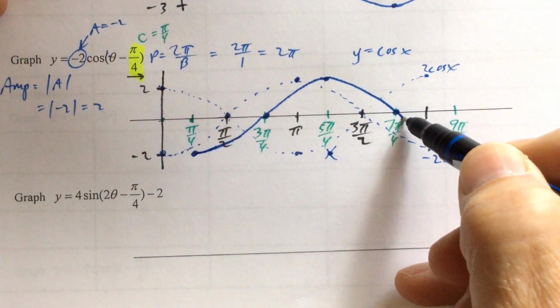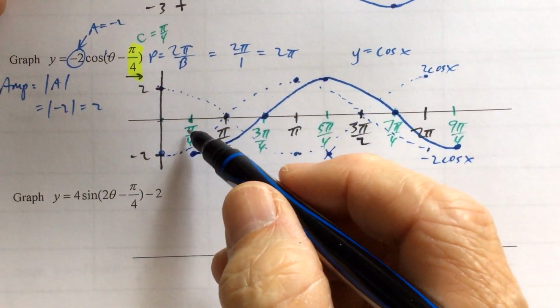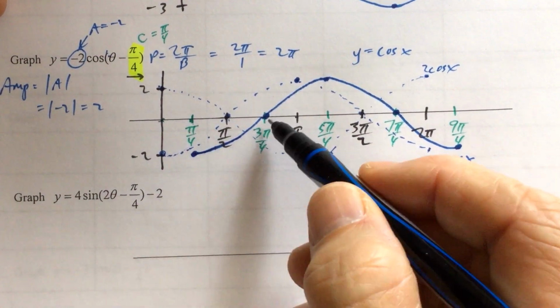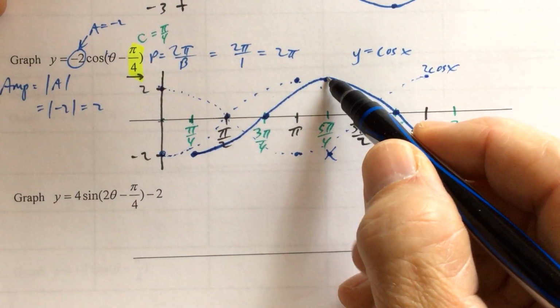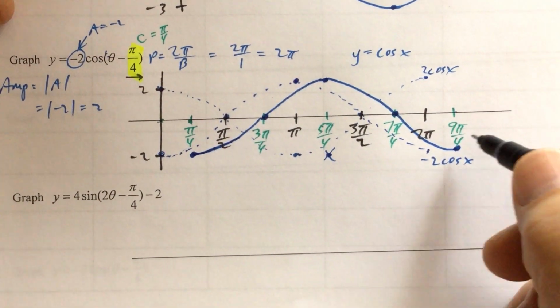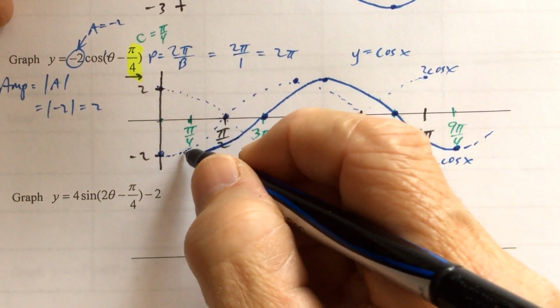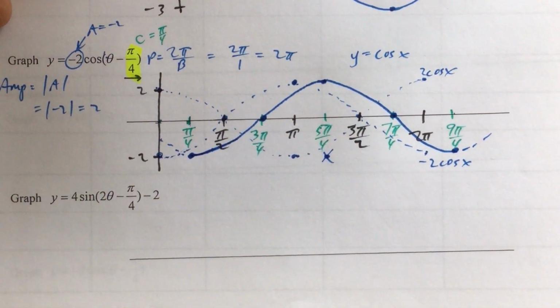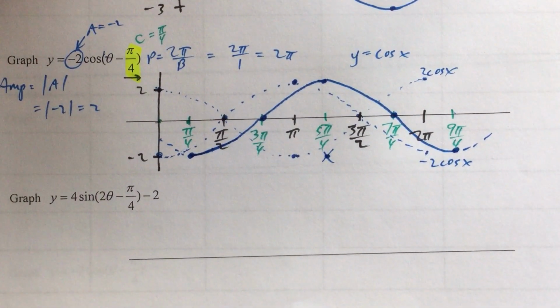The key points are now at all those odd numbers of pi over 4. 1 pi over 4, key point there. 3 pi over 4, 5 pi over 4, 7 pi over 4, and 9 pi over 4. And that's drawing one period of this graph right here, and that's it. The rest of it's going to take practice, and you're going to get a chance to practice.